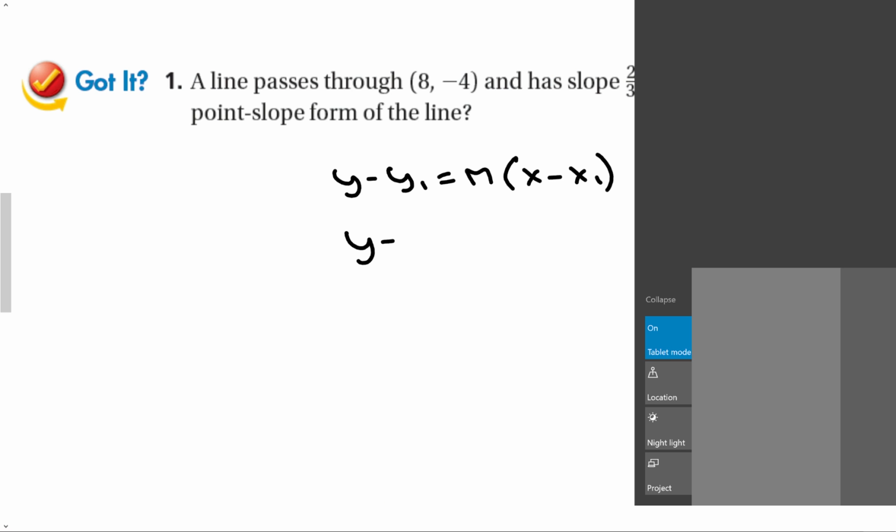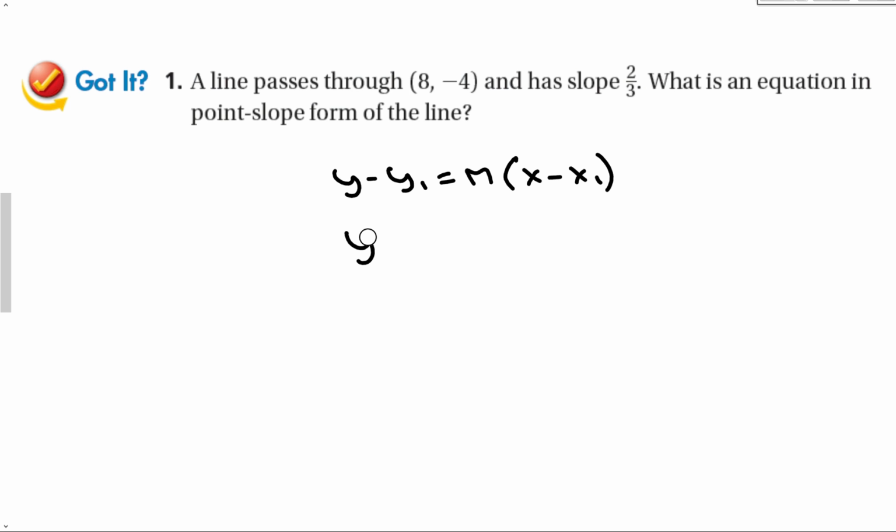Okay, so let's just replace my variables with their numbers. So y minus negative 4. Y minus negative 4 turns into plus 4 is equal to 2/3 times x minus 8.